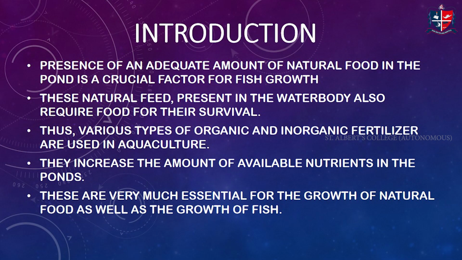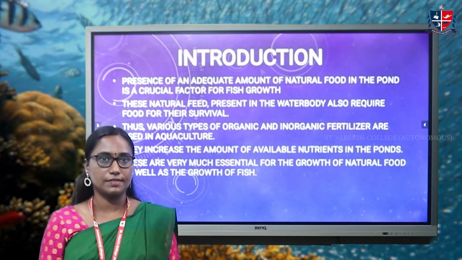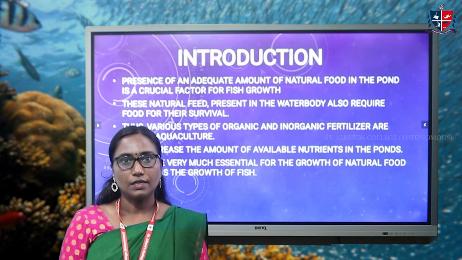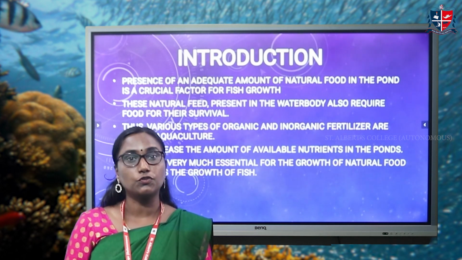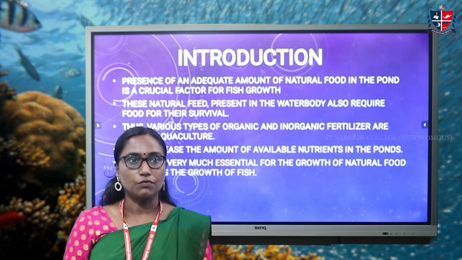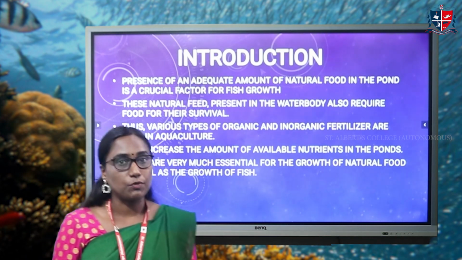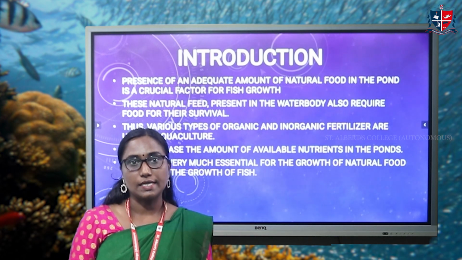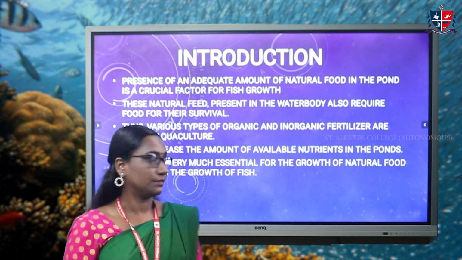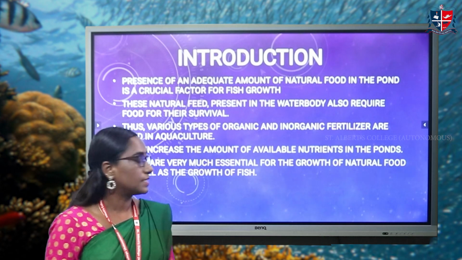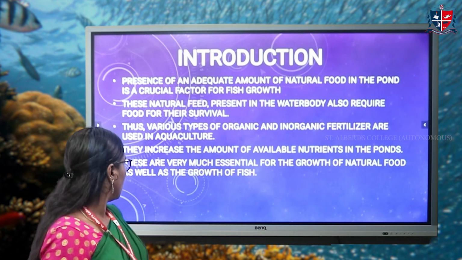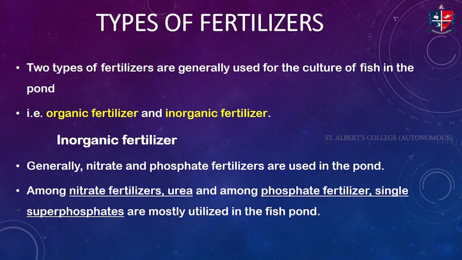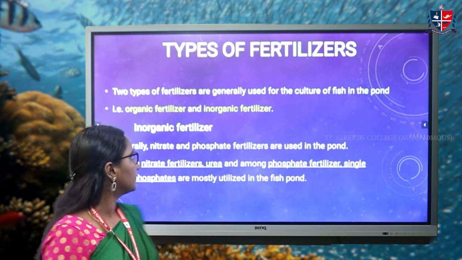Presence of an adequate amount of natural food in the fish pond is a crucial factor for the growth of fish. However, this natural food also requires food for its growth. Thus, various types of organic and inorganic fertilizers are added in the fish pond. This increases the nutrient content of the fish pond. They are very much essential for the growth of natural food as well as the growth of fish in the pond. Next is types of fertilizers used in a fish pond.